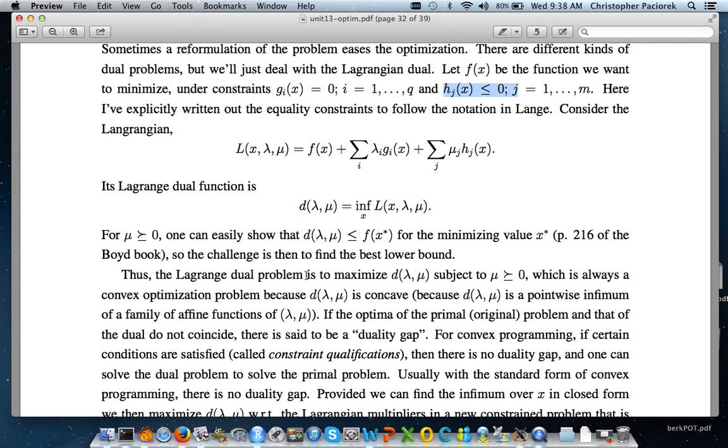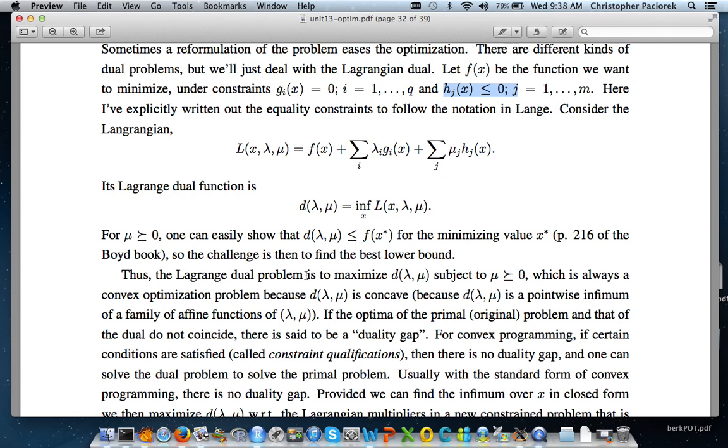So for any pair lambda and mu, I'm going to have some x star of lambda and mu. Under certain conditions, you can basically maximize this d of lambda and mu with respect to lambda and mu. You're going to get lambda star and mu star when you do that maximization, and then you can plug those back in and find the x star that, if certain conditions are satisfied, is the solution to the original optimization problem in terms of the x that you're looking for.